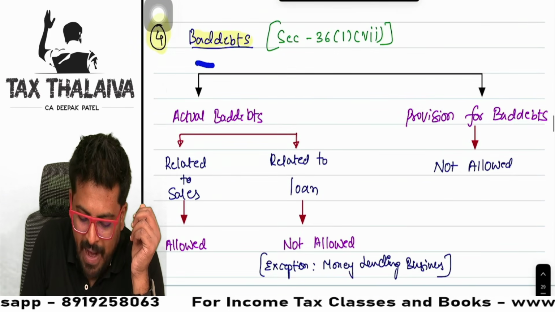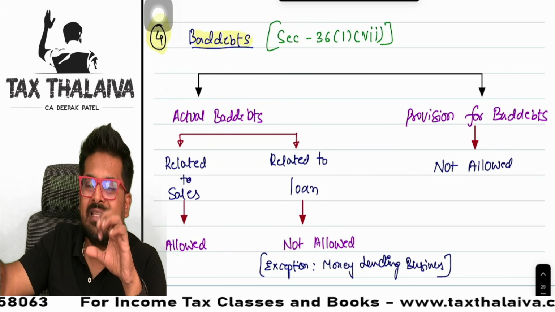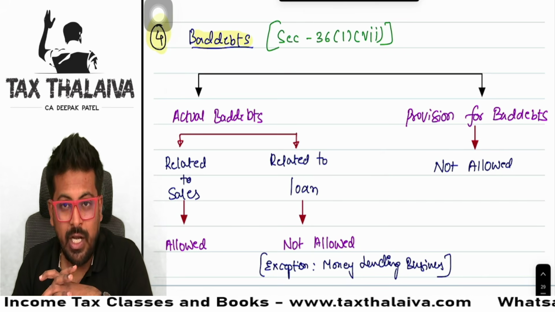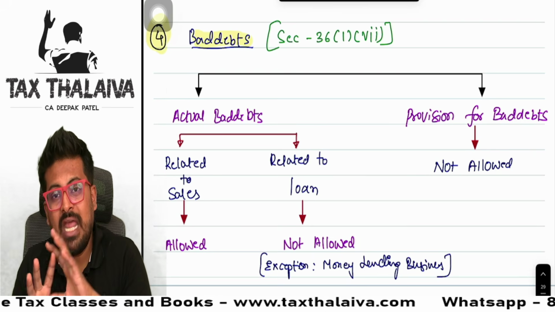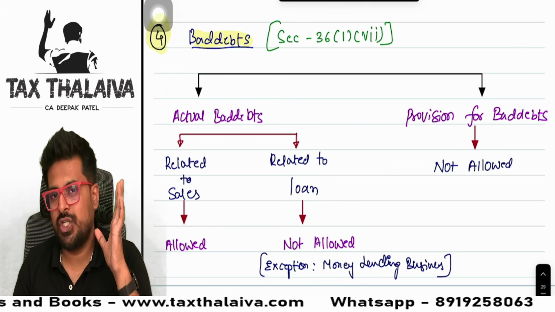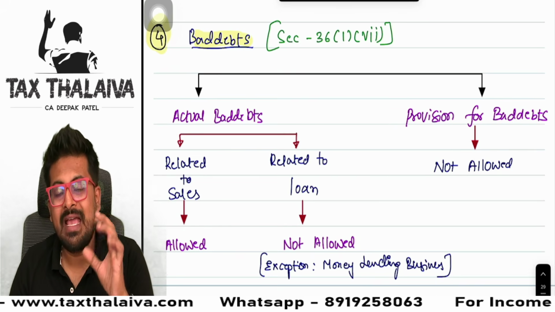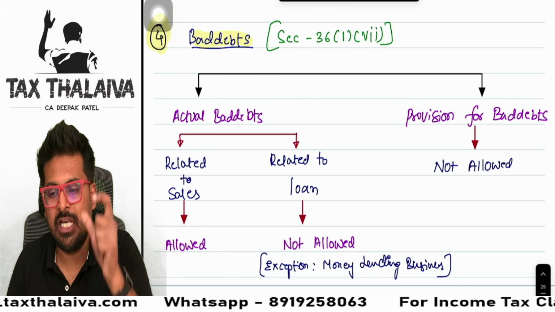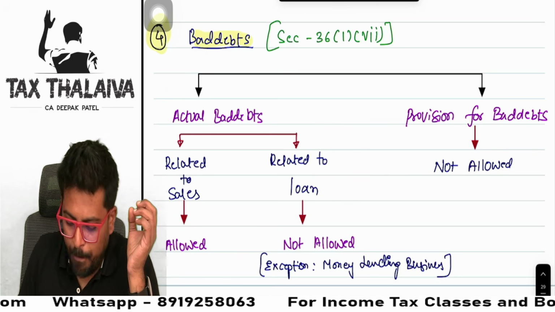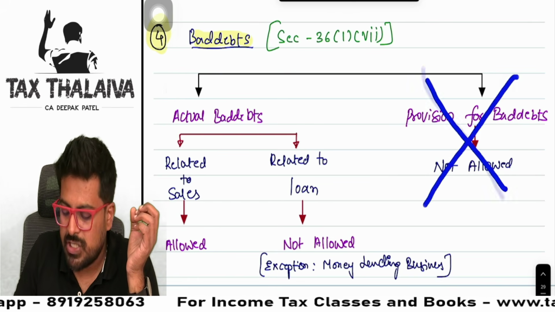Now comes the bad debts. What is a bad debt? You sold some goods to someone, that person is not paying you the amount, that is called bad debt. Mind you, in income tax, never claim provision as expenditure. In PGBP, always only actual expenditure is eligible for deduction. So for bad debts, only actual bad debts are allowed. Provision for bad debts is not allowed.